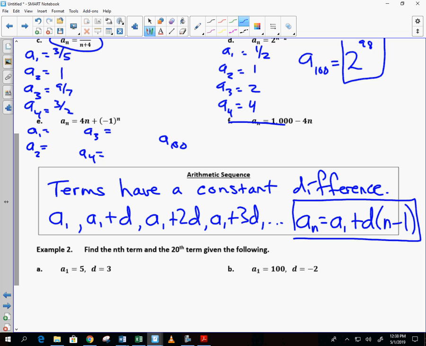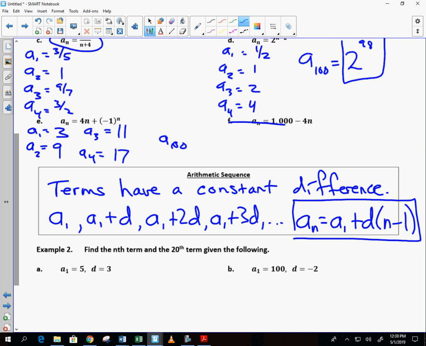So if you plug in 1, we have 4 times 1, which is 4. Is it going to be plus 1 or minus 1? So I get 3. And then it's going to be 4 times 2 is 8, and will it be plus 1 or minus 1? Plus 1 to get 9. 4 times 3 is 12, will it be plus 1 or minus 1? Minus 1 to get 11. And then 4 times 4 is 16, plus 1 or minus 1? Plus 1, I get 17.